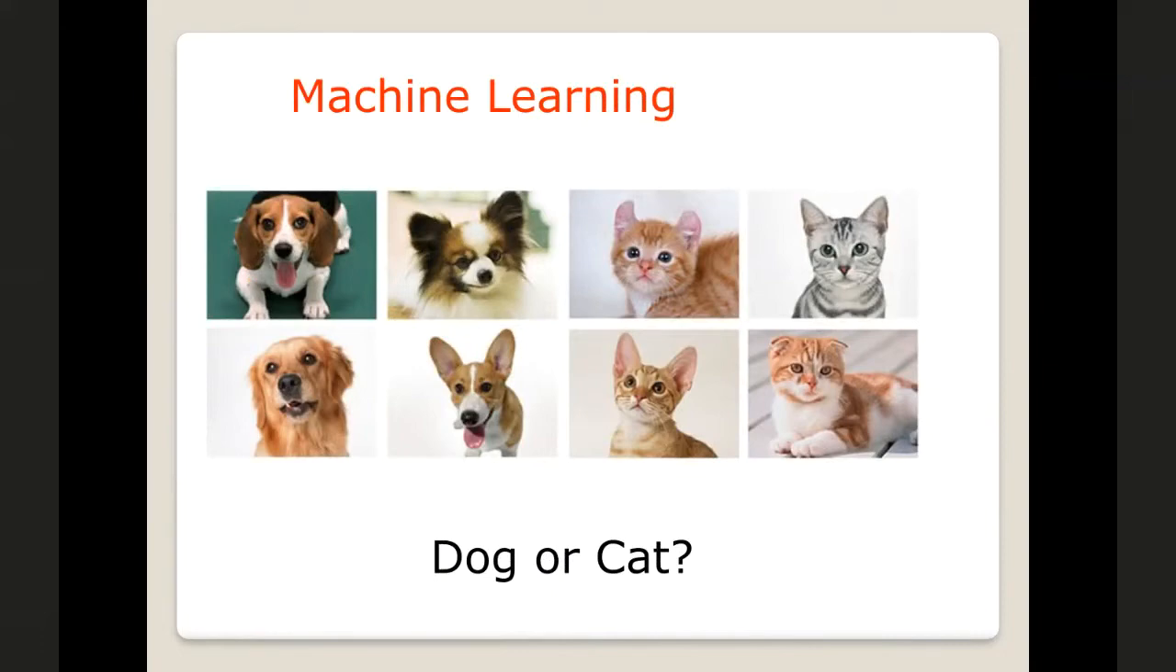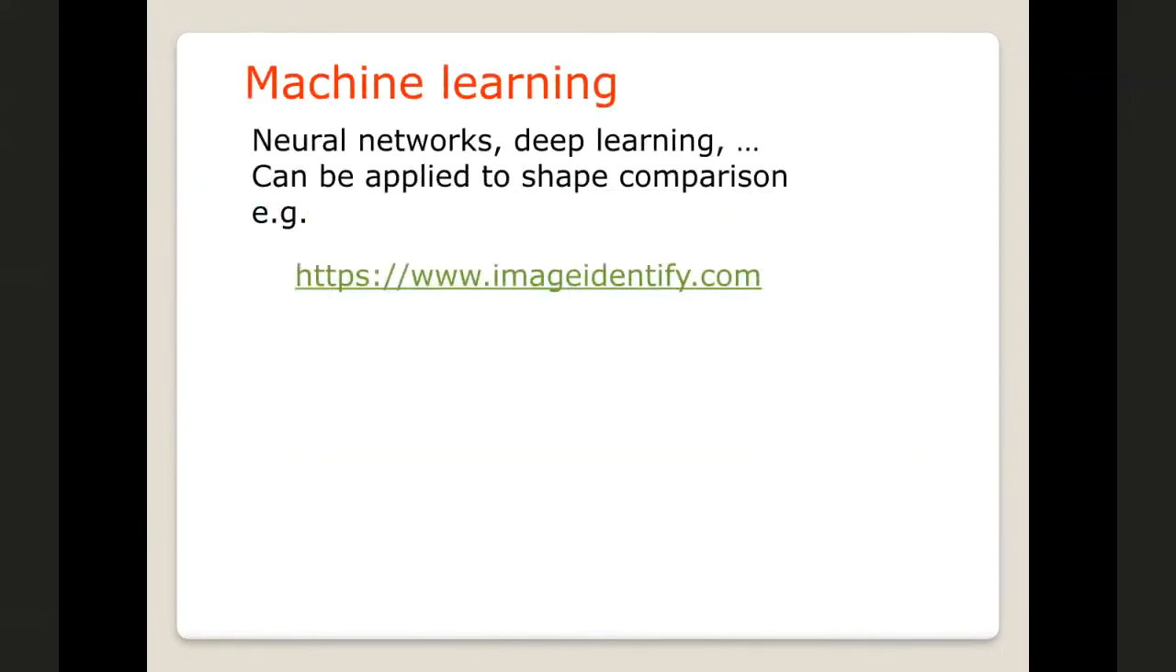So perhaps I'll move back to this machine learning example, where a classical problem was, now this is actually a 2D problem, but it's still illustrative of the kind of approach that people have taken. We can just ask, does a photograph represent a dog or a cat? A very simple question, and here are some examples that you might look at. People have now started looking at this problem using machine learning over the last 10 or 15 years. This is also known sometimes as neural networks, deep learning, and so on. And you can apply it to this shape comparison problem. You can find sites on the internet that allow you to do this, and I'm going to go to this site in a second and show you how it works.